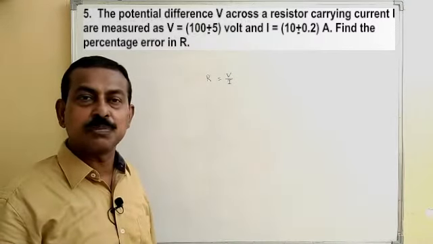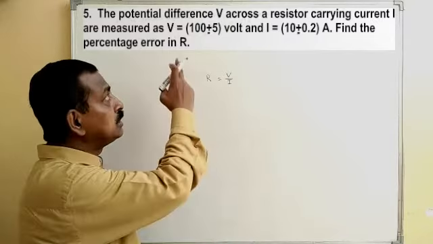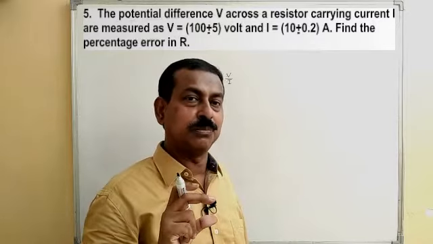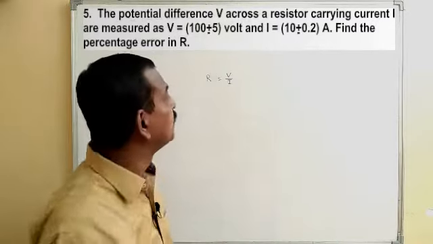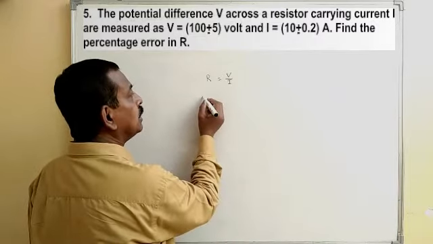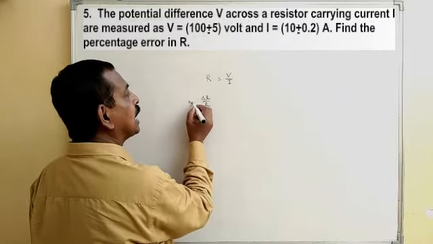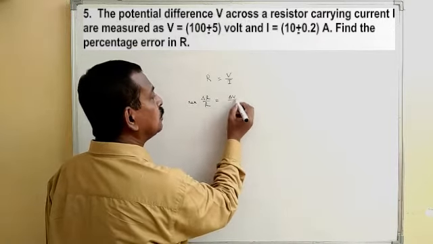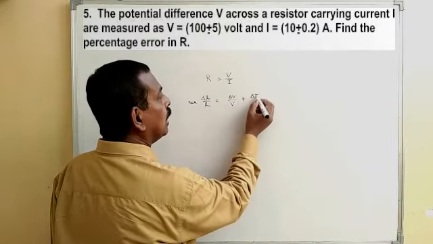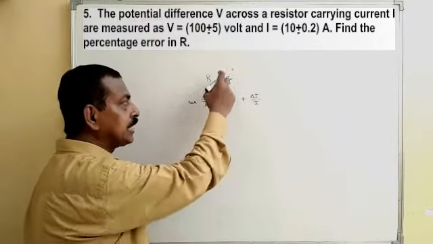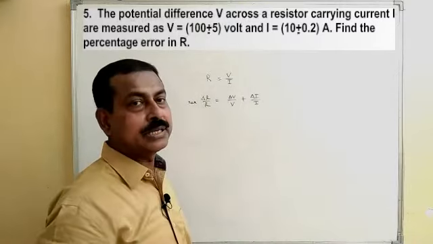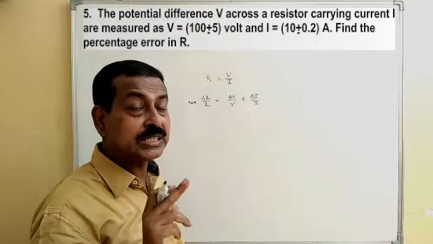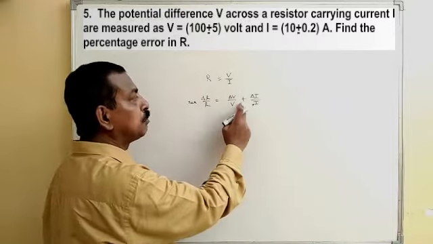Resistance is potential difference by current. So this is basically a problem where division of two functions is involved, so you have to find the error in such cases. Here, if you take delta R by R and the maximum value, it will be delta V by V plus delta I by I. If we just take this term and find delta R by R, it will be delta V by V minus delta I by I, but we always take the maximum value, so it will be with a plus sign.